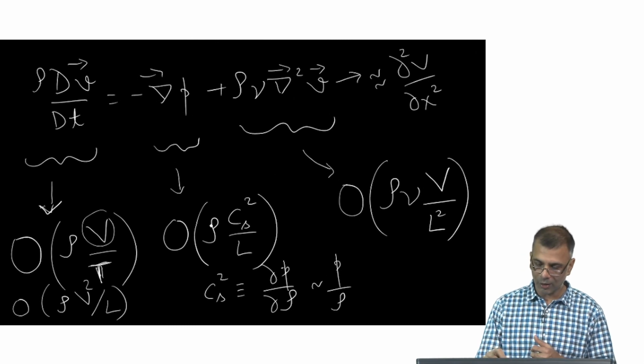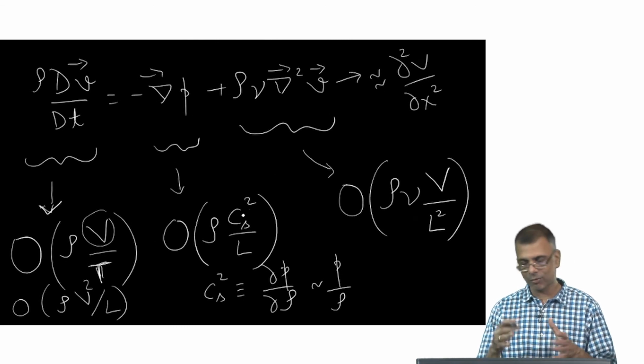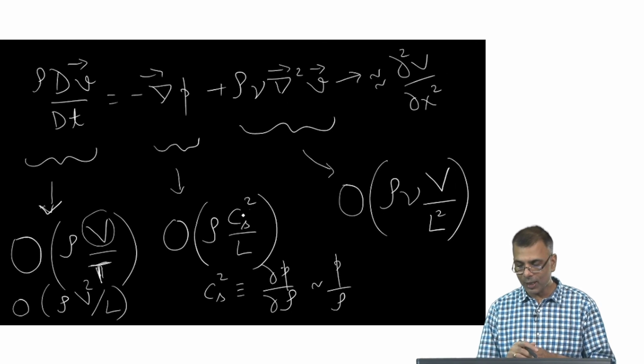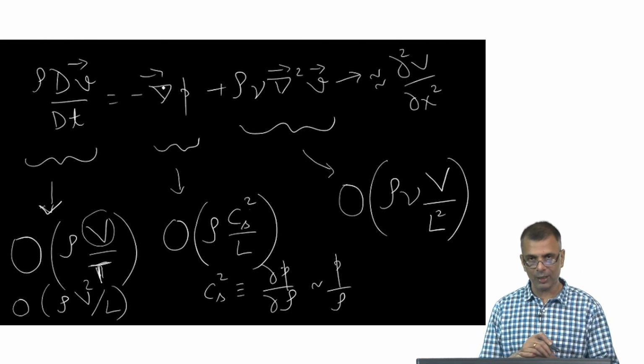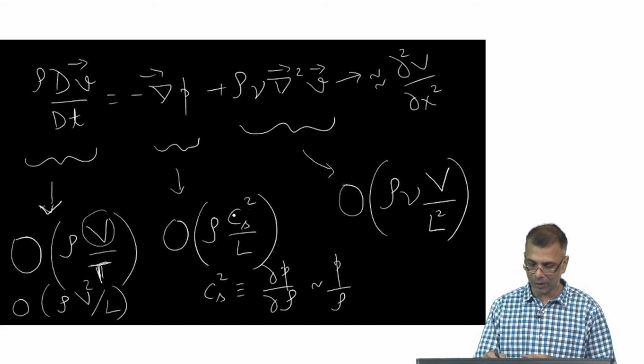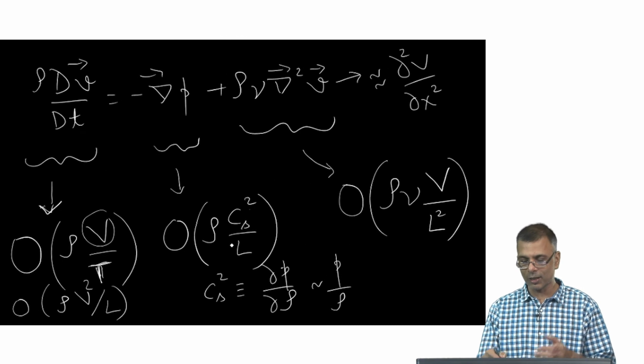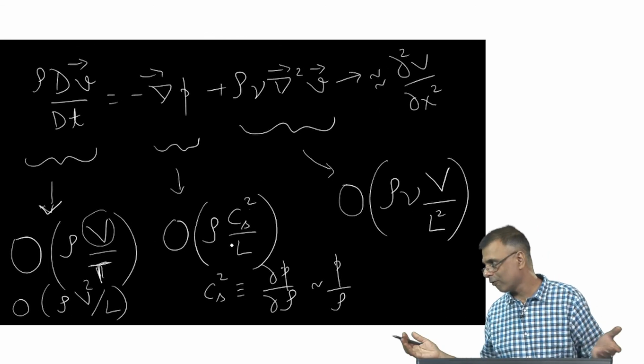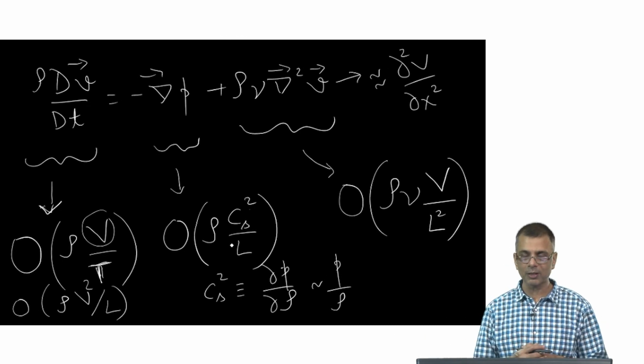So rho times cs squared gives roughly p, and this is a gradient, so it's like a d over dx kind of term. That I simply write as d over dx being 1 over L, where L is some characteristic length, for the dimensions of this room, for instance.